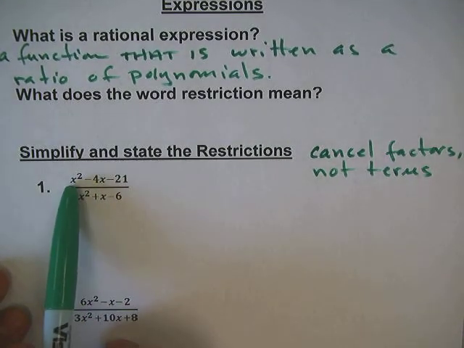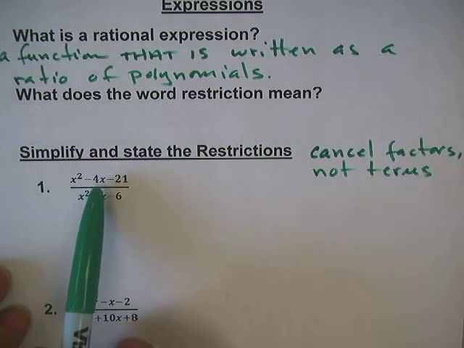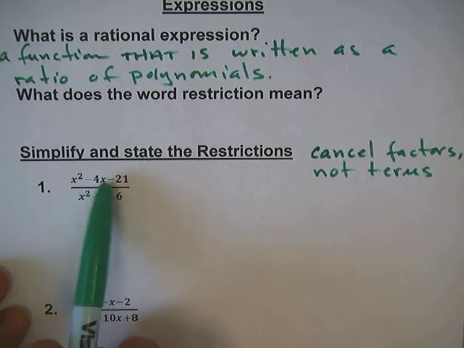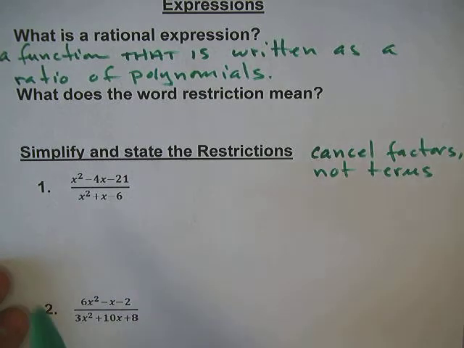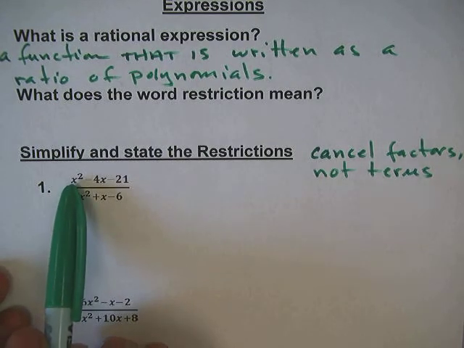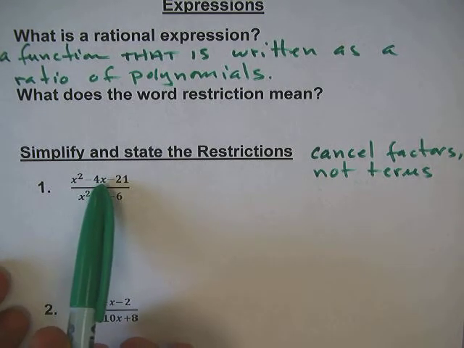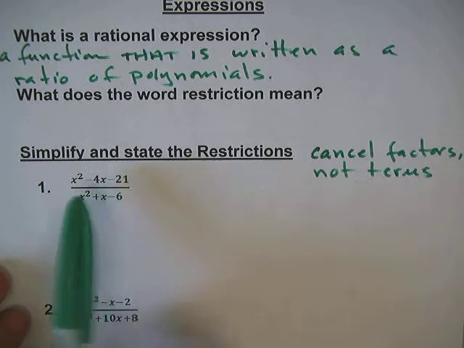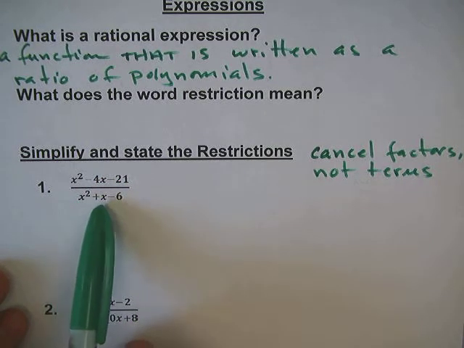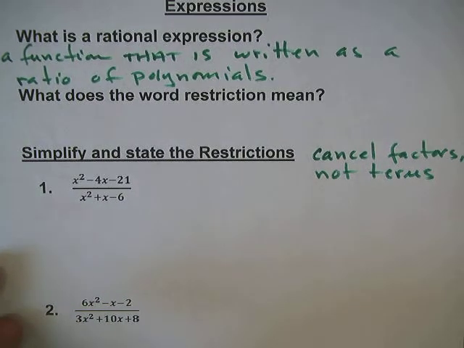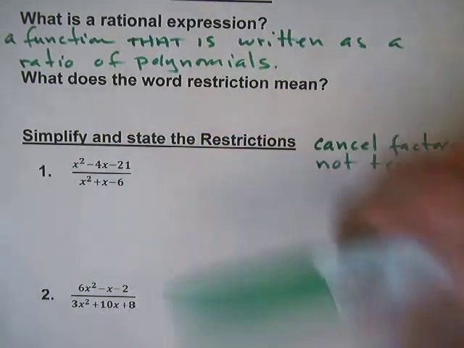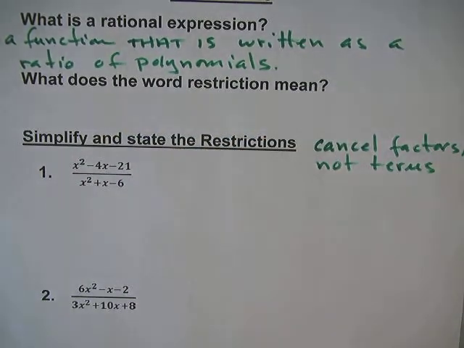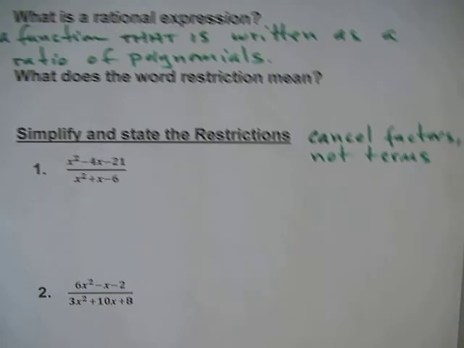As I look at this top one, I see that these are all terms. X squared is a term because of the minus sign. 4x is a term because of these minus signs. And 21 is a term. And the same thing with all these on the bottom. X squared, x, and 6, they're all terms. So that means we can't cancel these out. You can't just cross out these x squareds like that.